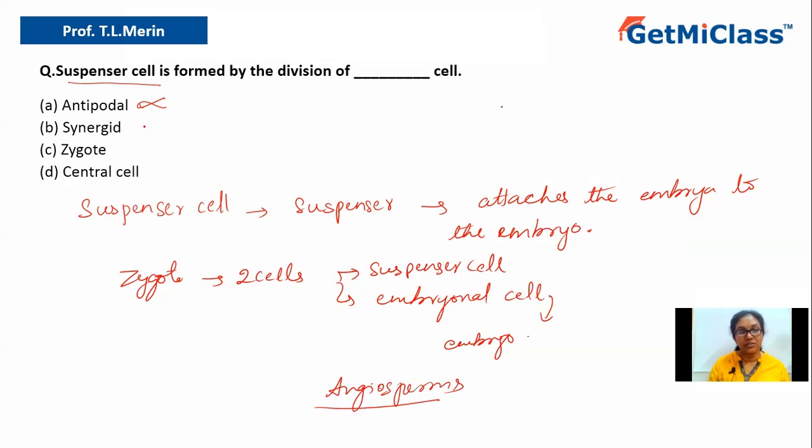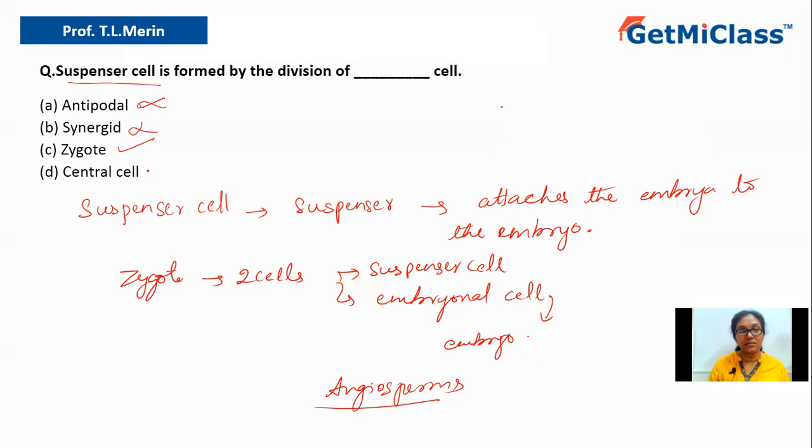Option B says synergids. Synergids are the ones which are present on either side of the egg. And even after fertilization, when the zygote is formed, synergids will be present on either side of the zygote. But these don't participate in the formation of suspensor cell. Hence, it is ruled out. Now, zygote, yes, that is the one which divides into two, giving rise to suspensor cell and embryonal cell. So that should be the right answer.